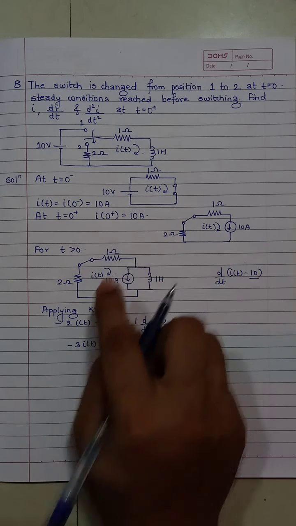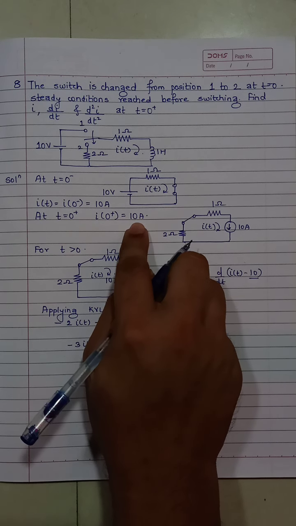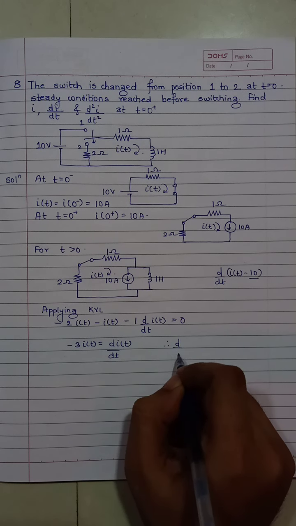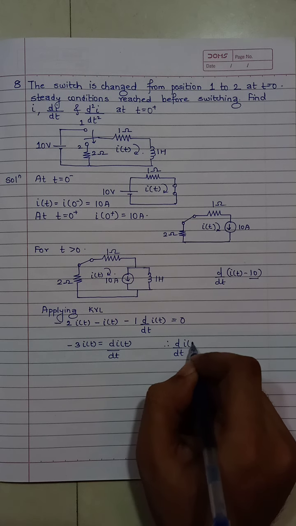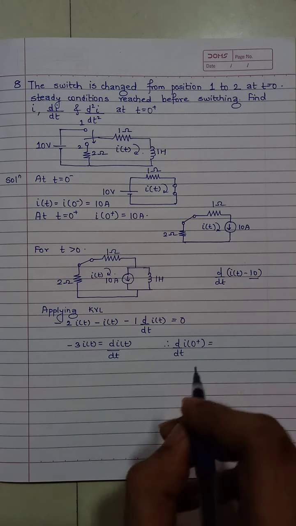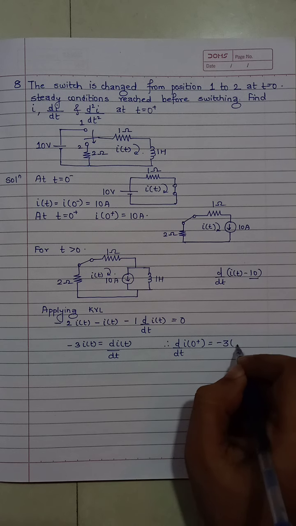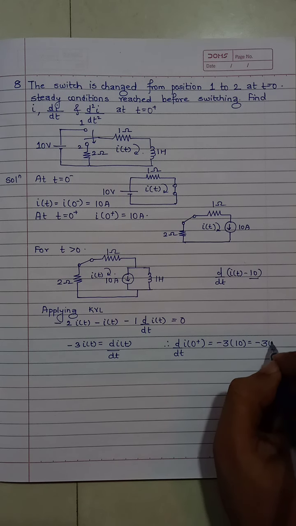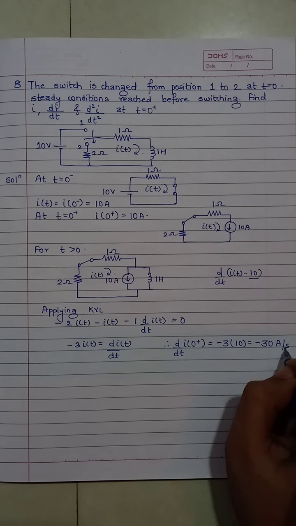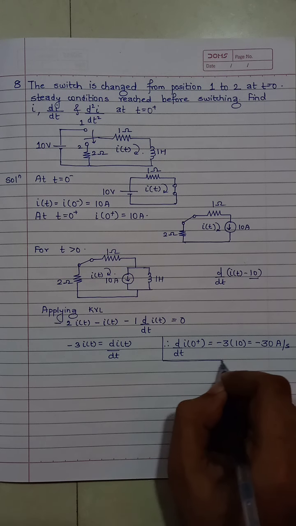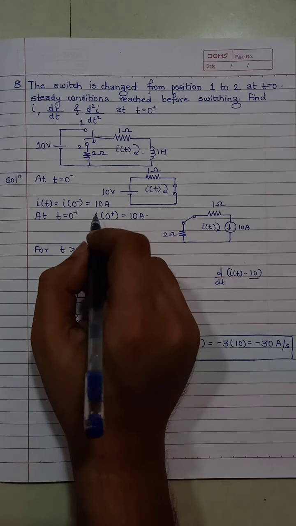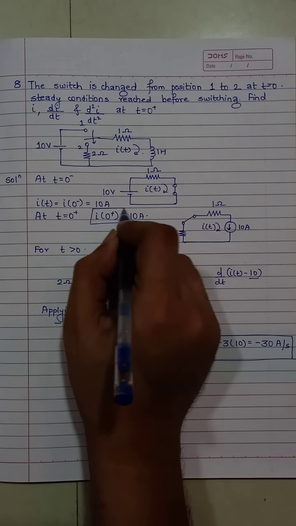So I have got i of t at 0 plus as 10 ampere. After substituting, I can get di/dt at 0 plus will be minus 3 into 10. So this will be minus 30 amperes per second. So I have got di/dt at 0 plus, and I have got i at 0 plus.